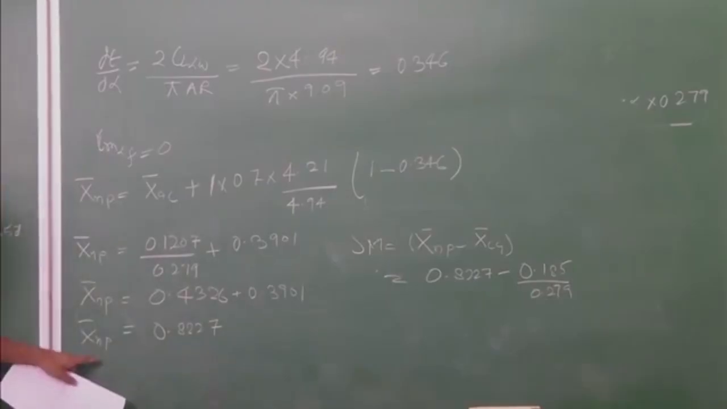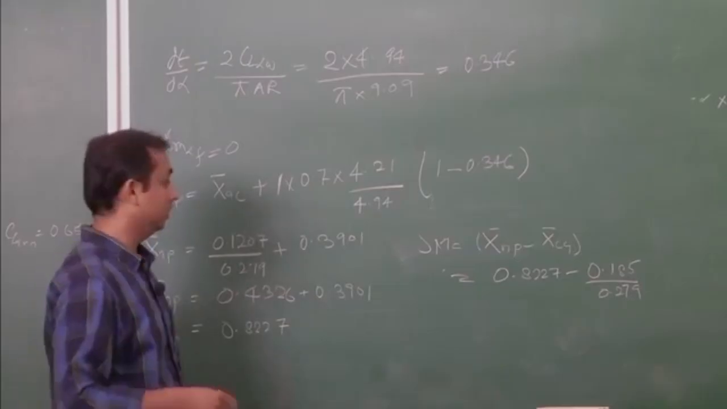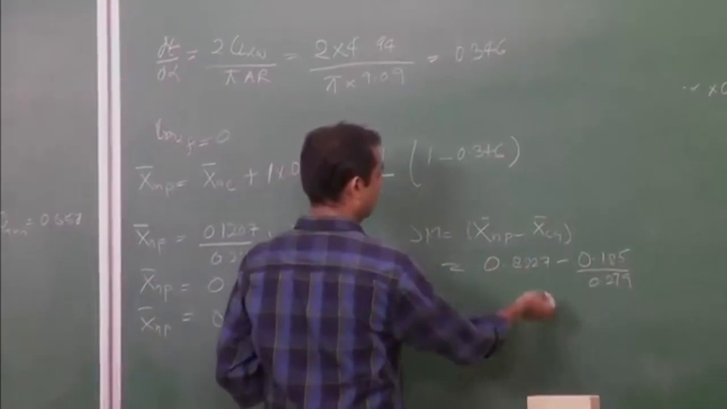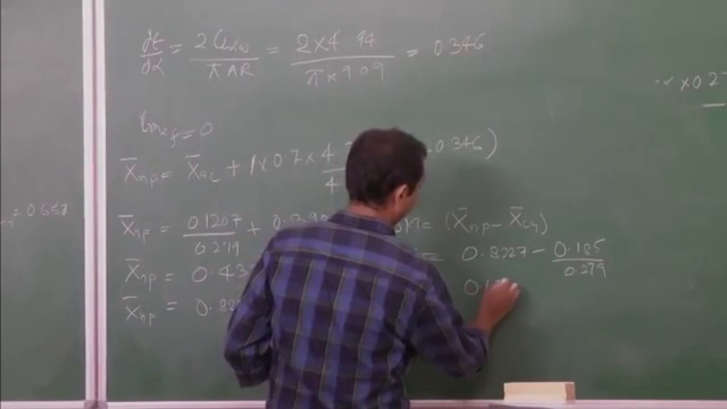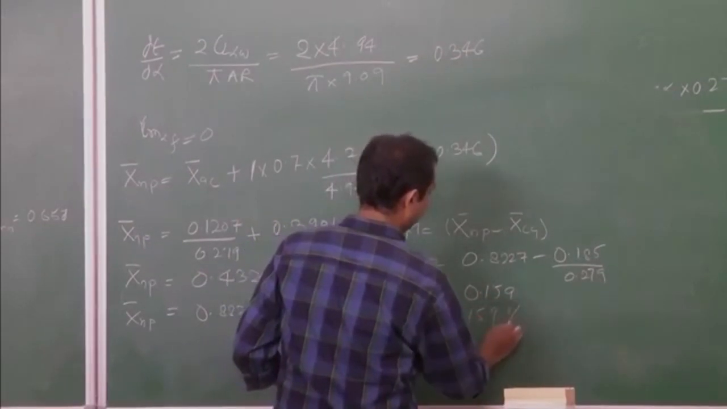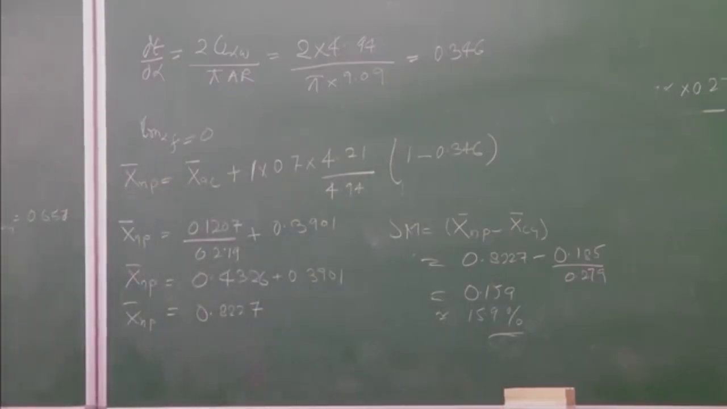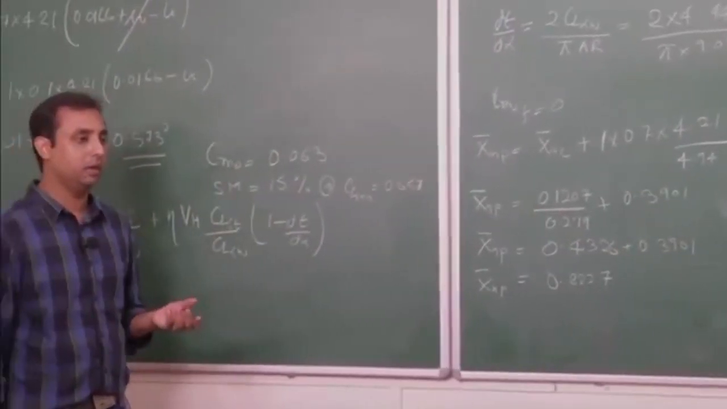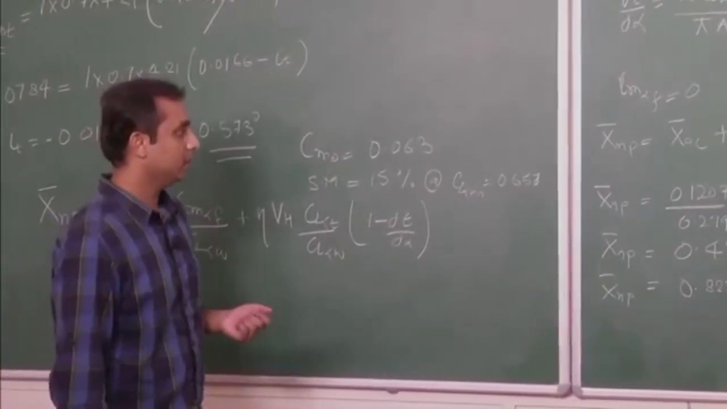Once you get this neutral point, you can verify whether the static margin which I initially approximated is correct or not. You can substitute these values in this equation and you will get something like 0.159, which is 15.9%, which is fair enough since we have taken lots of approximations. So, this determines what your tail arm length will be, what your incidence angle will be, and where your wing and tail should be located.